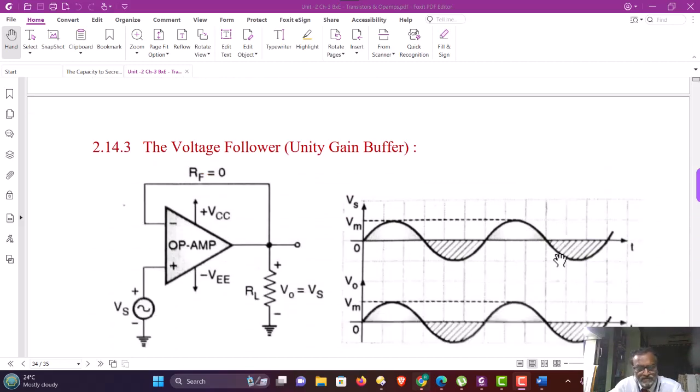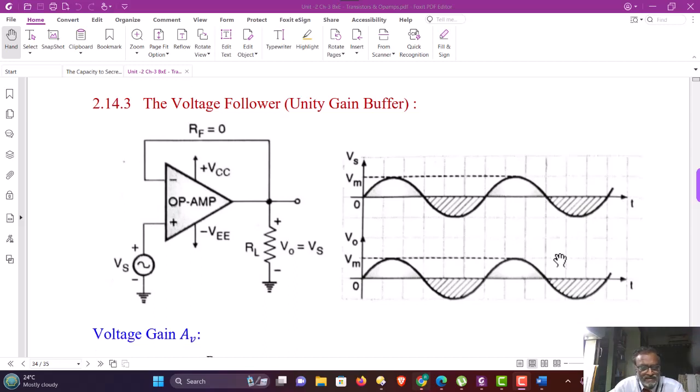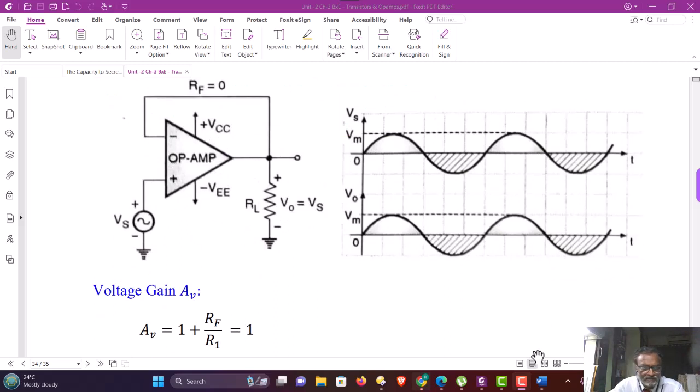Now, the third application, which is just an extension of the non-inverting amplifier, is called the unity gain voltage follower or unity gain buffer. We have just derived the voltage gain AV of the operational amplifier in non-inverting configuration. So here the circuit shown is a non-inverting configuration.